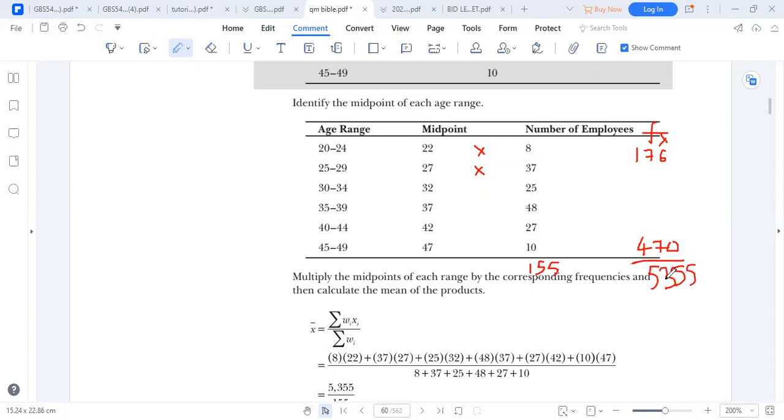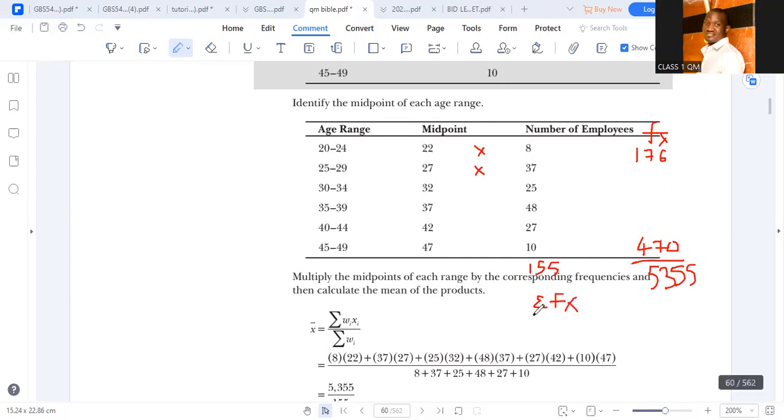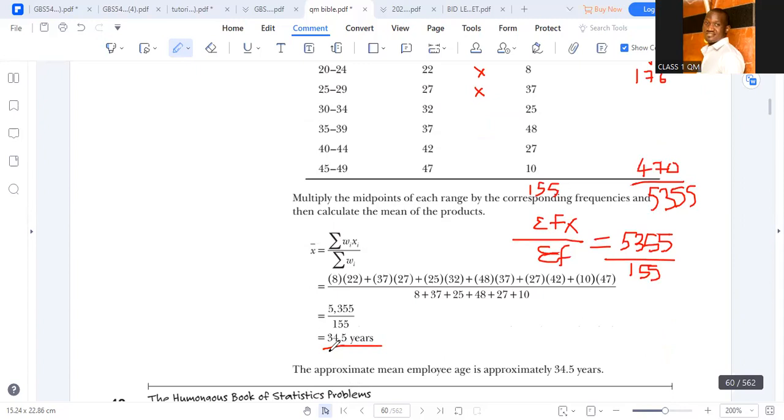So when you divide this by that, this is called the summation of what? The summation of the frequency times x divided by the summation of f. So 53.55 divided by 155. I'm starting with what you already know to what you don't know. So what we get is called our mean. So the mean age here is 34.5.